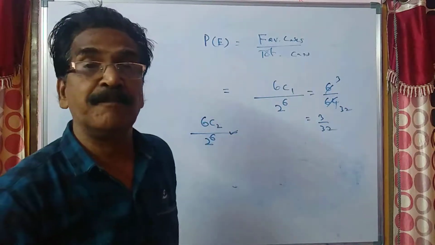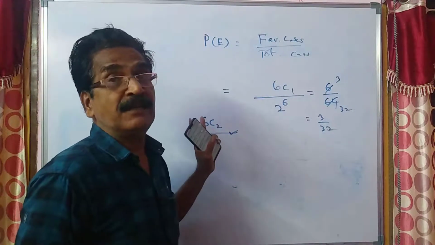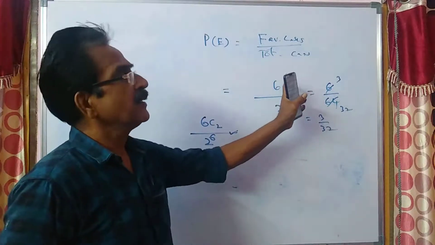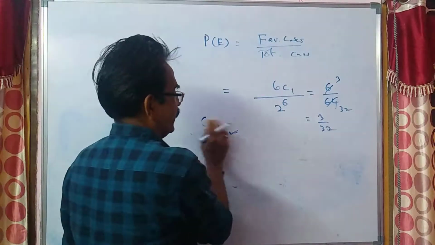The coin is tossed 6 times and falling exactly 2 times head. Here in our earlier question, it was exactly 1 time head, so I had taken 6C1.